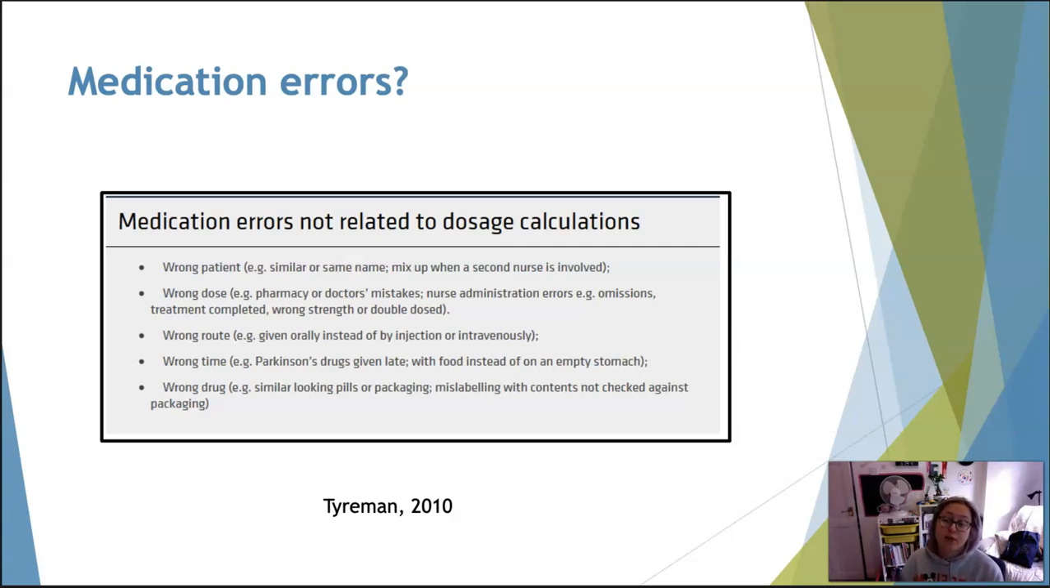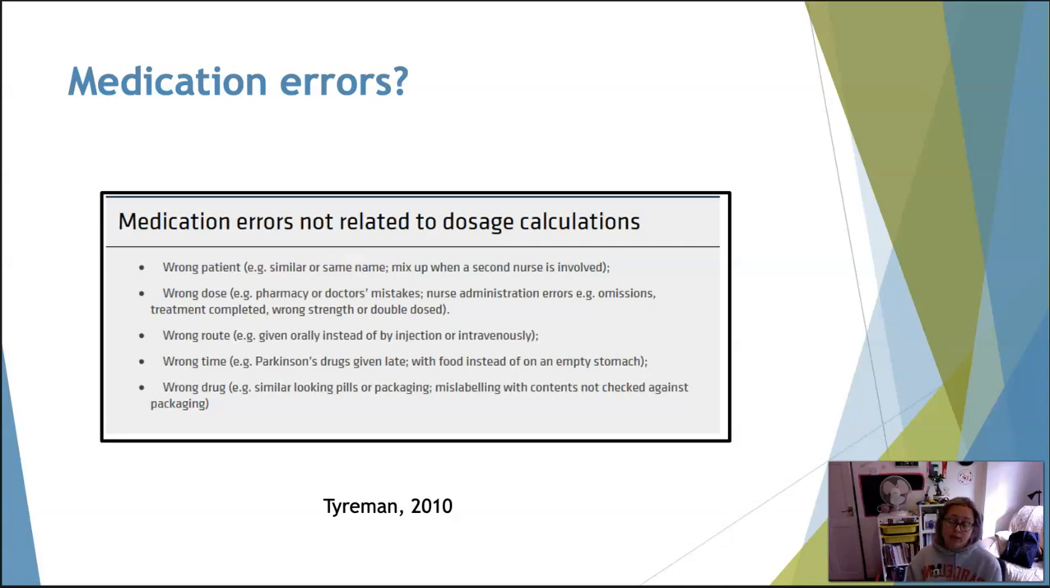It might be that it's been given at the wrong time, so again we're going back to these 5 R's. Parkinson's drugs, for example, need to be given at a specific time, but they've not been given at the right time. It might be that they've been given with food or without food, and we haven't followed the procedures properly. This is probably one of the key ones, because even though medication rounds are meant to be done at a certain time, we all know that the nature of healthcare is very fluid. Sometimes this can lead to medication rounds being early or late, or medications not being given at the appropriate time.